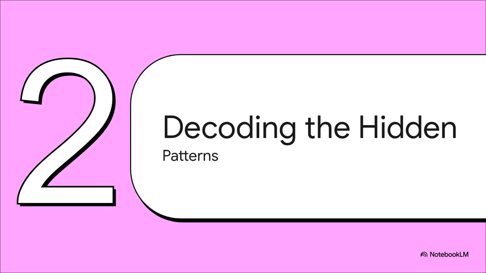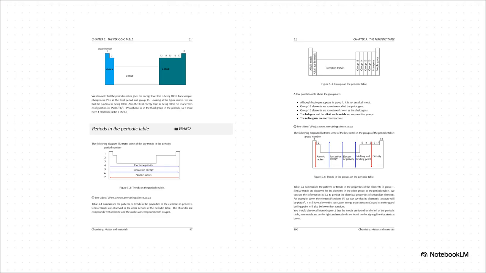Right, but it's within that structure, those groups and periods, that things get really interesting. That's where we start to decode the hidden patterns. Just look at this. The way the table is organized reveals these incredible, predictable patterns, or trends, as scientists call them. As you go across a row or down a column, properties like an atom's size or how much energy it takes to pluck off an electron, they change in these really consistent ways. And that is the key. These patterns let us predict how an element is going to behave.